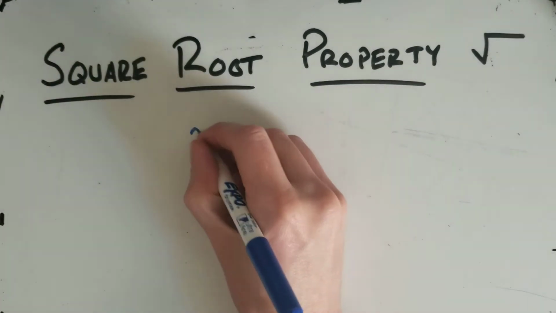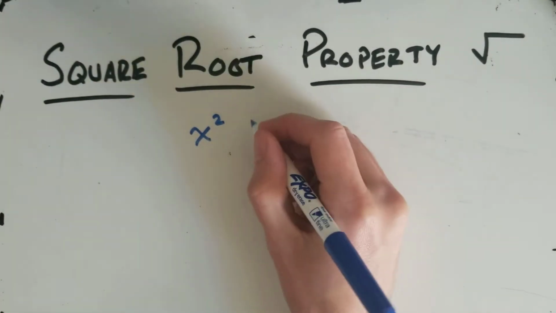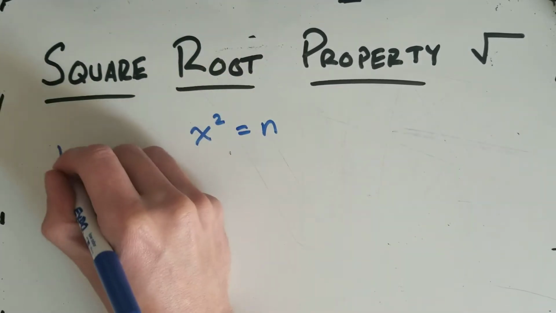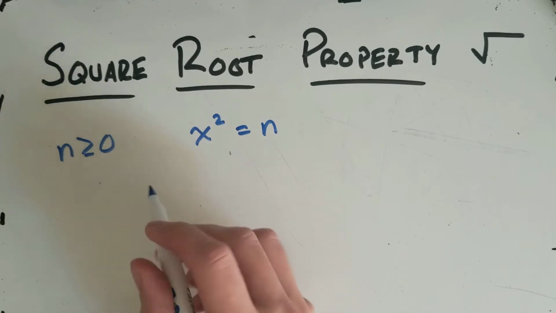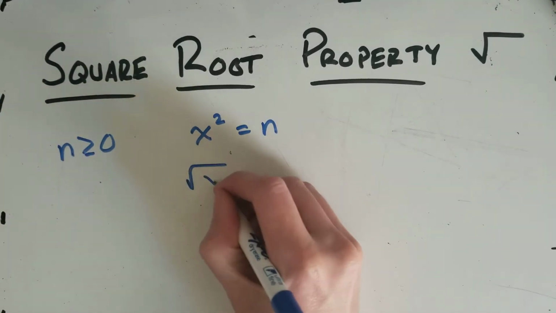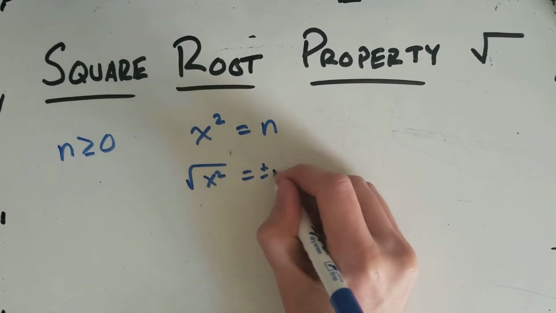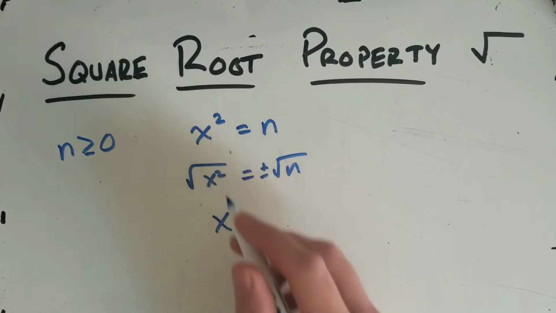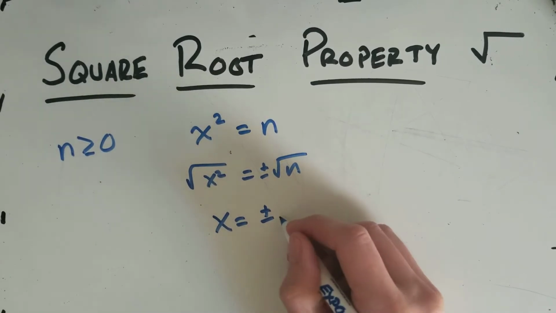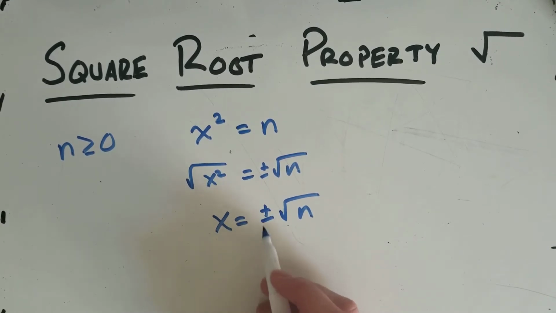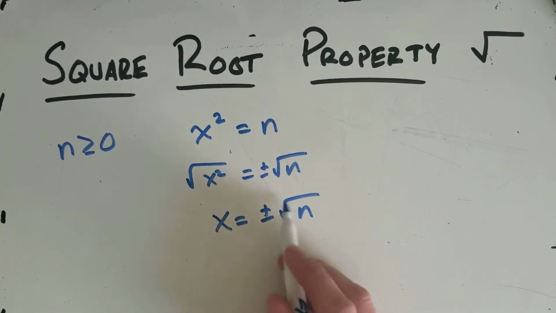So what this property says is if you have x squared is equal to n, and n has to be greater than or equal to 0, we need a positive number here, then what it's saying is you can take the square root of both sides, and the square root of x squared is x. So x would equal plus or minus the square root of n. Make sure we have the plus or minus there. That's the really important thing here. You don't want to just have the principal square root. You want to have both the positive and the negative.